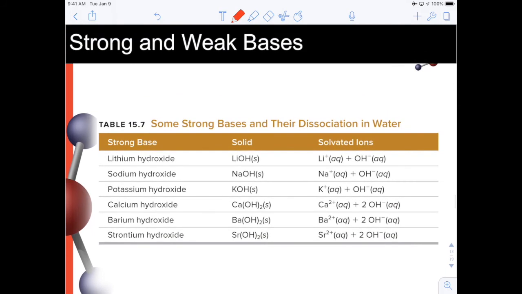These are the strong bases, basically group 1 and group 2 bases. And if you memorize these, then anything else you can treat as a weak base.